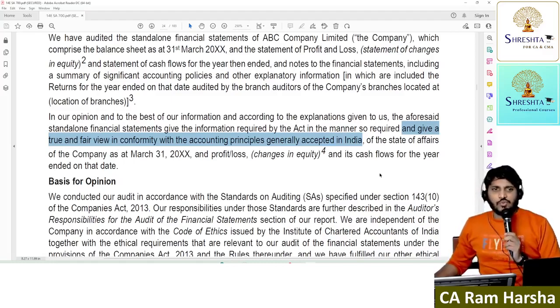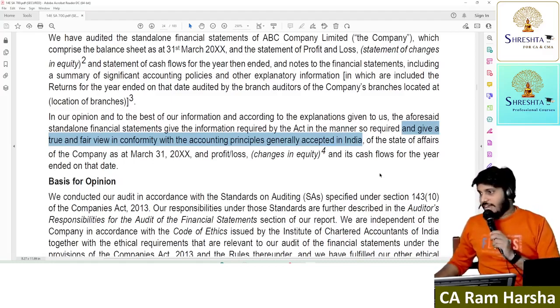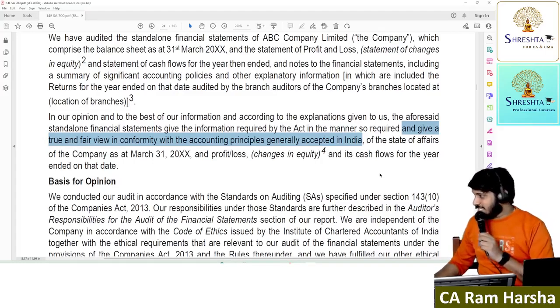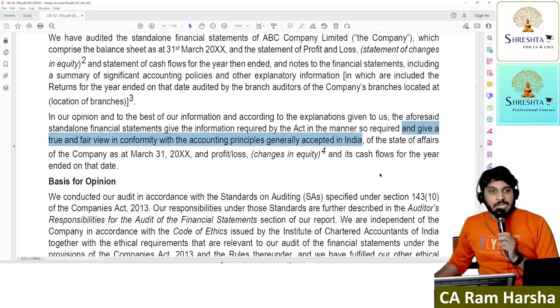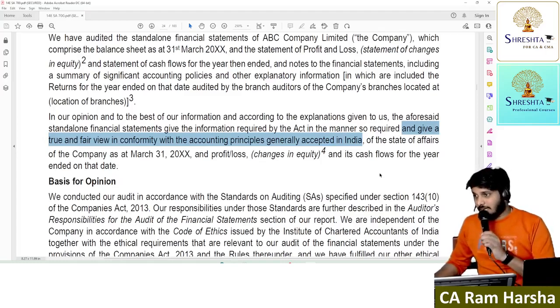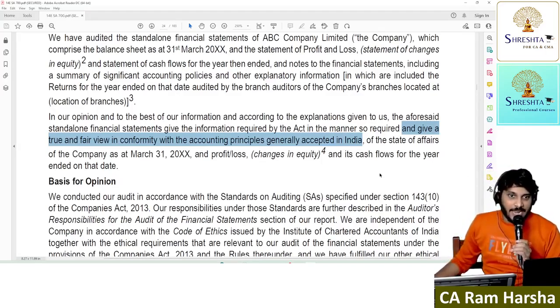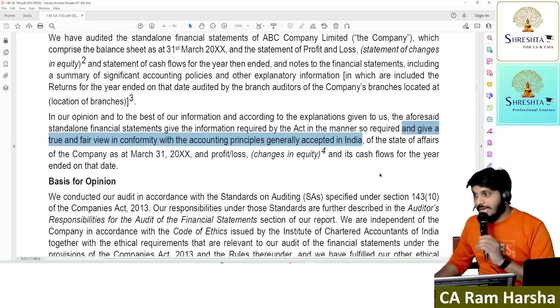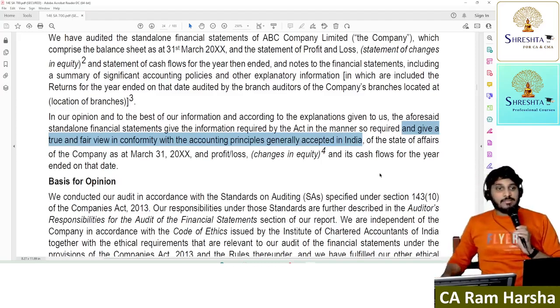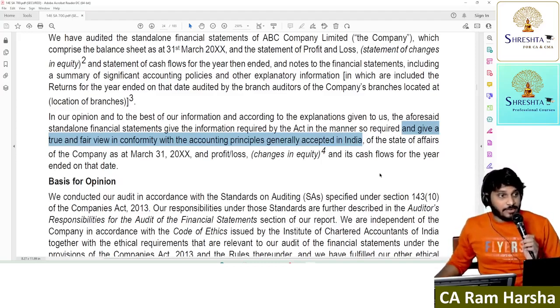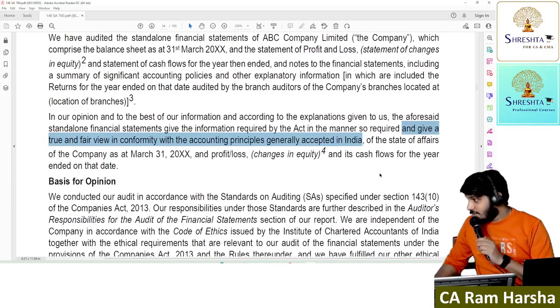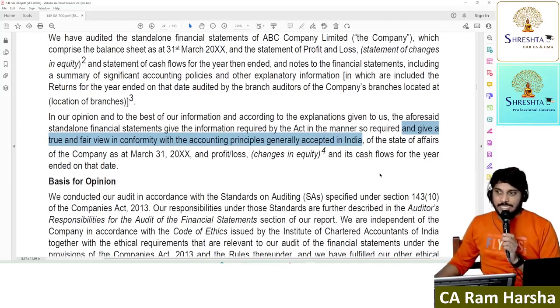Companies Act Section 129 subsection 1 talks about preparation of financial statements. What does that section say? Every company shall prepare financial statements by complying with Schedule 3, by complying with the accounting standards, and shall convey a true and fair view. Since the Companies Act uses the words true and fair view, you must follow the fair presentation framework.